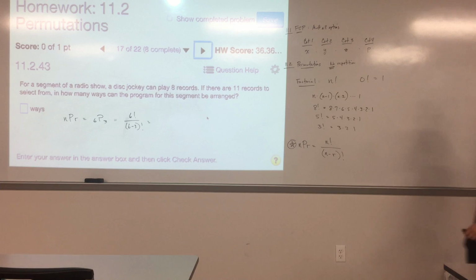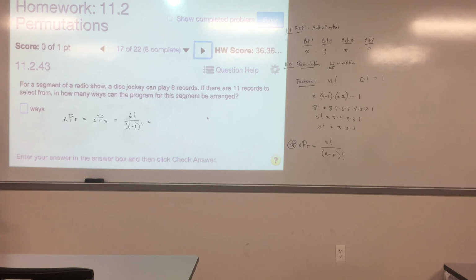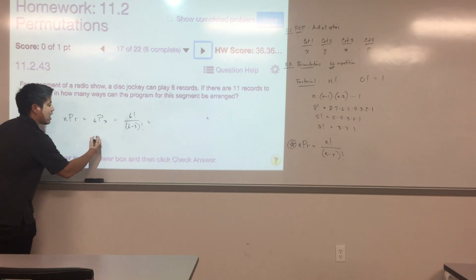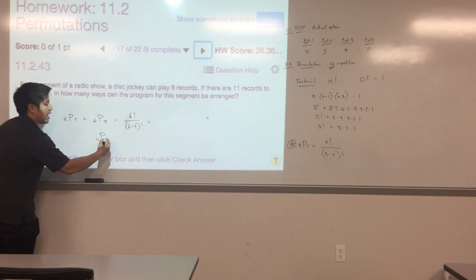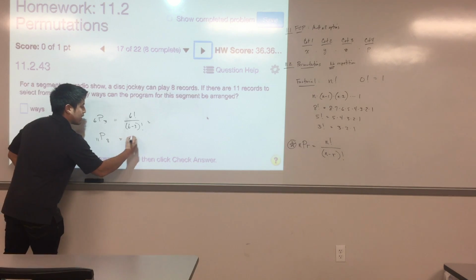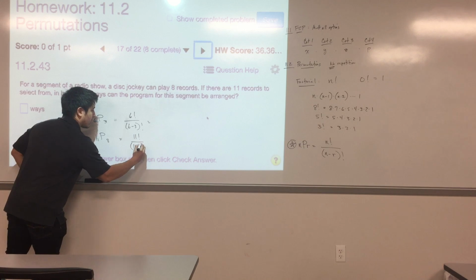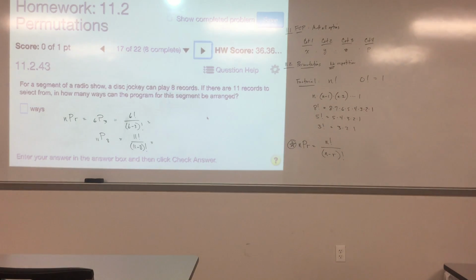Okay, let's take a look at this one. For a segment of a radio show, a disc jockey can play 8 records. If there are 11 records to select from, in how many ways can the program for the segment be arranged? Is 8 the n? No, it's the r. You have 11 records to choose from. Nobody wants to hear the same thing twice usually. And you're going to play 8 out of those 11. And so it would be 11 factorial over 11 minus 8 factorial. Do the math, finish the problem. Does that make sense, guys? Okay, I'm not going to do the math because we did several of them, and I've already shown you the shortcut.